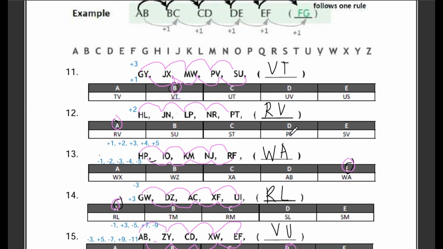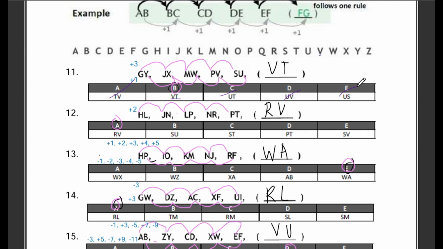Why not the others? A gives TV, which swaps the order of letters. C gives UT, which keeps the minus 1 but forgets the plus 3. D gives UV, which copies the previous pair. E gives US, which does not follow either rule.